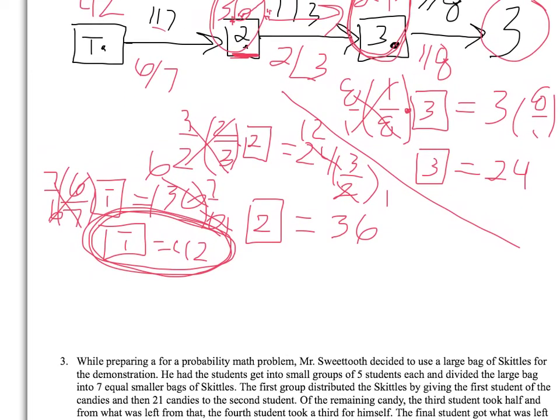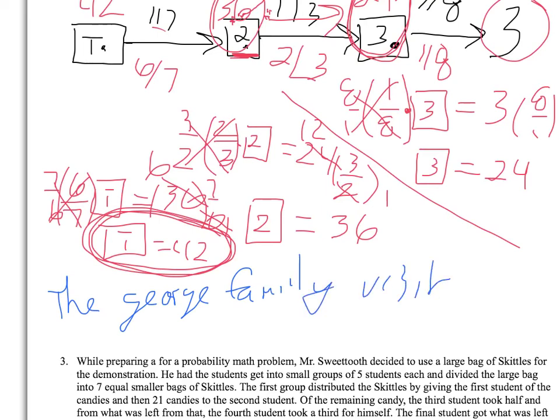So we can say that the George family visited 42 total states. And that is exactly how the George family problem works.